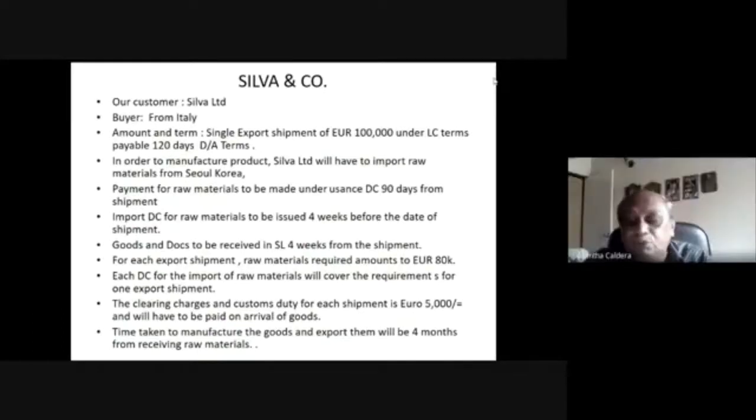Manufacturing period there is 4 months. Every month you get a shipment. So until you do the first export, you have to support 4 shipments.